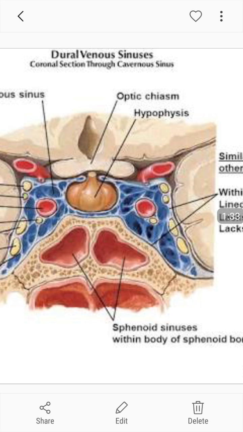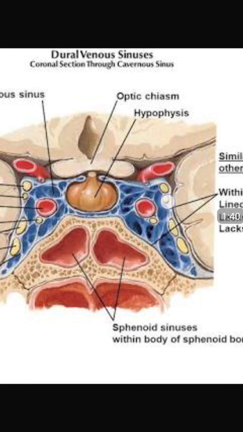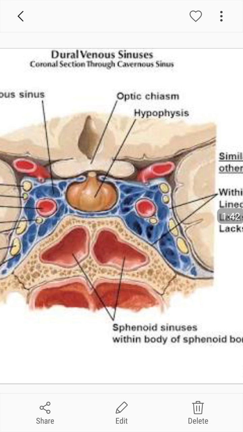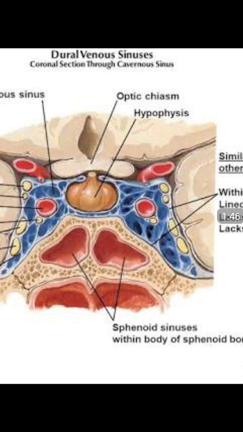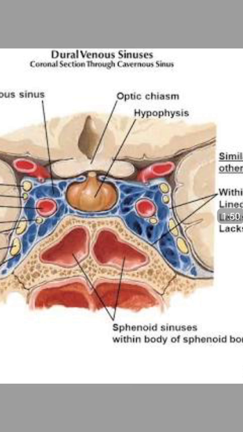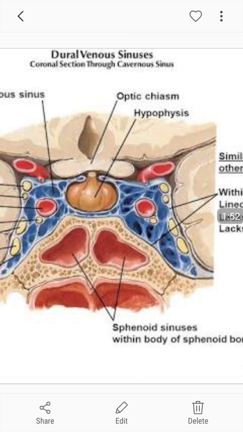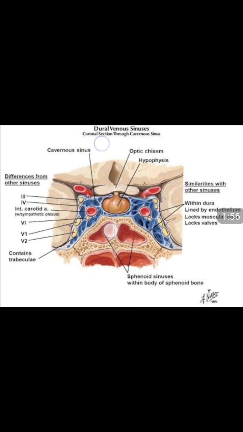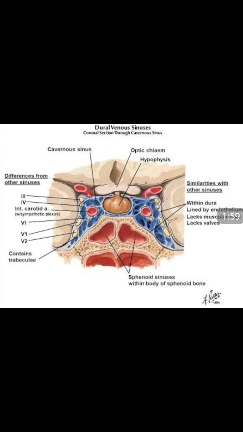And beside that, these are the structures which pass through the lateral wall of the cavernous sinus, which are oculomotor, trochlear, first two branches, which are ophthalmic and maxillary division of the trigeminal nerve, then abducens nerve, which passes inferior to the cavernous sinus. So this diagram you're looking at is actually the coronal section of the cavernous sinus.